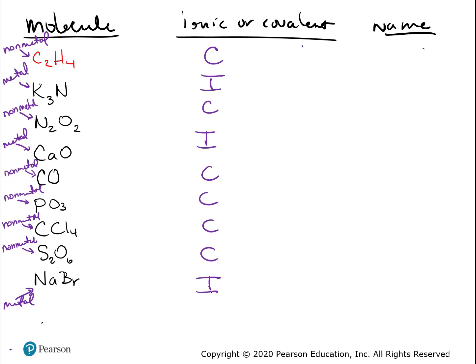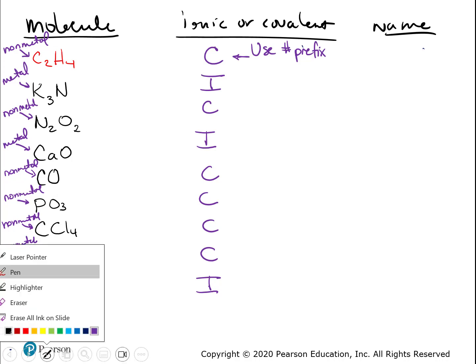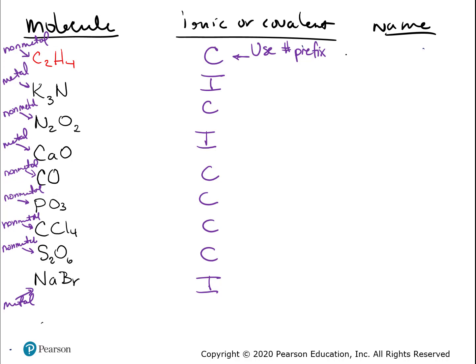Okay? So if it's covalent, do I use number prefixes or no? Does covalent, does C2H4, do I need number prefixes? Yes. If it's covalent, I have to use what I call the number prefixes. So I have to use mono, di, tri, tetra if it's covalent. So that means C2H4 is dicarbon tetrahydride. Right? So you take hydro from hydrogen and add IDE. You have to use those Greek number prefixes if it's covalent.